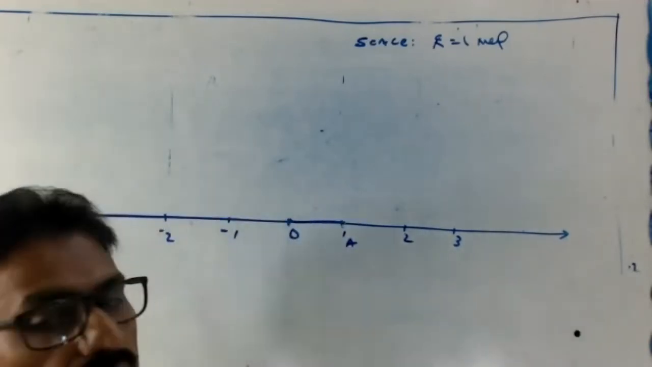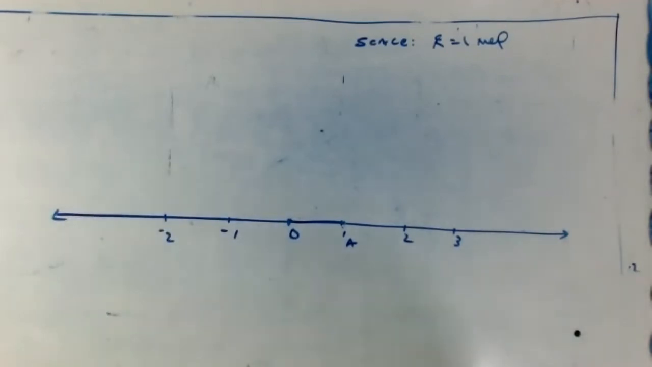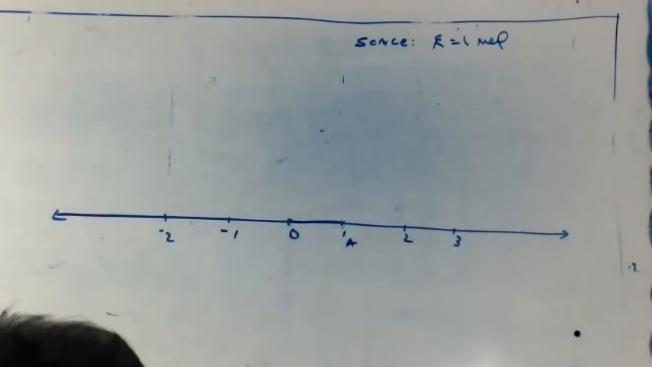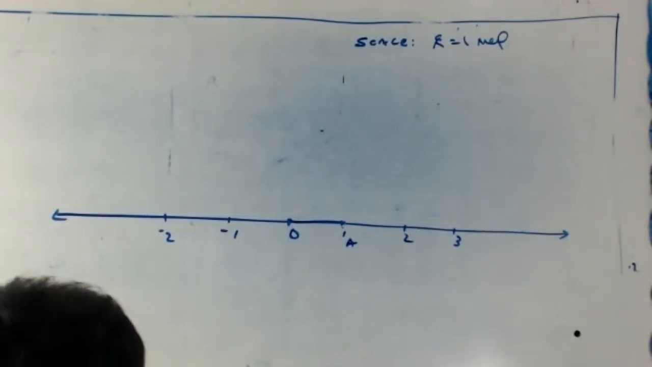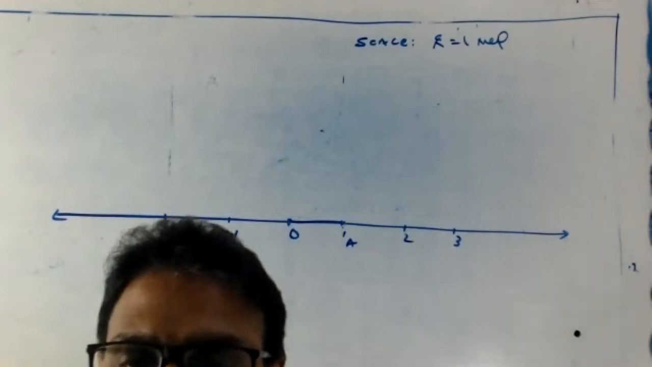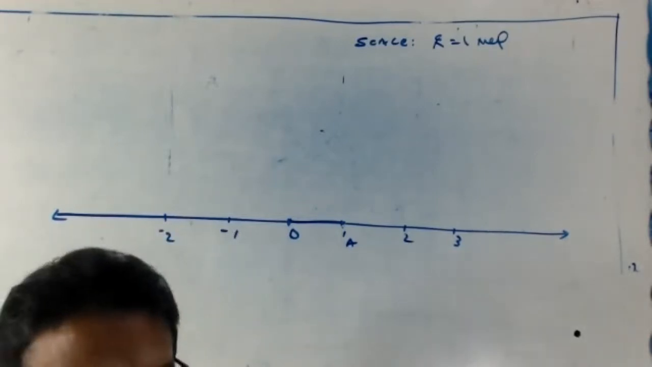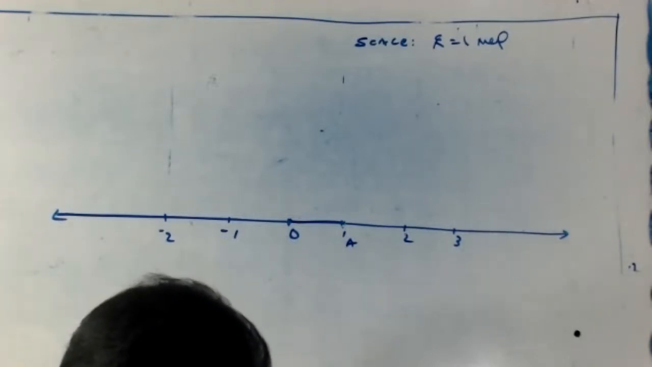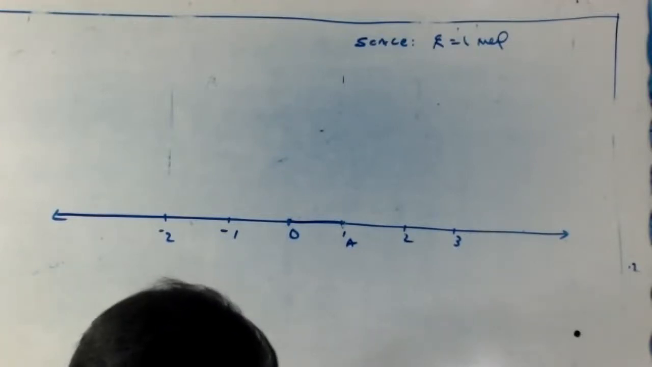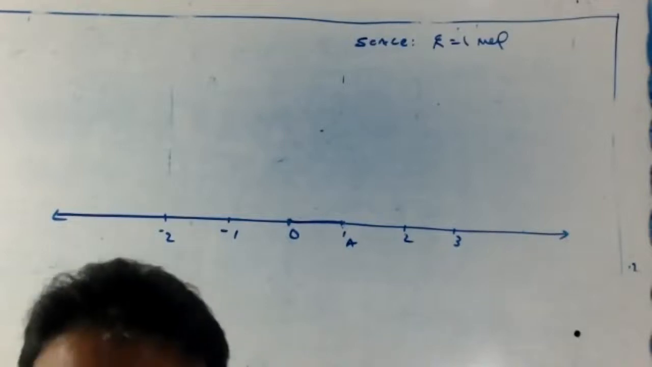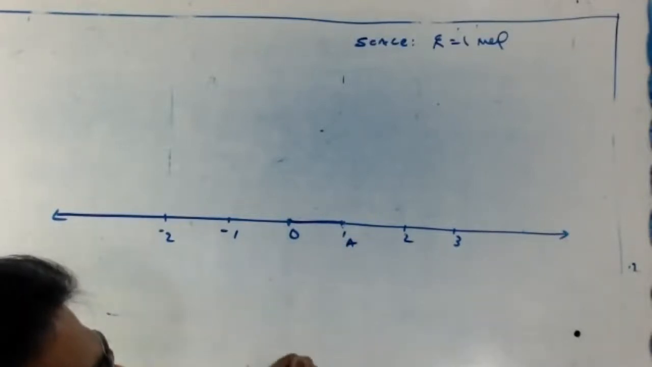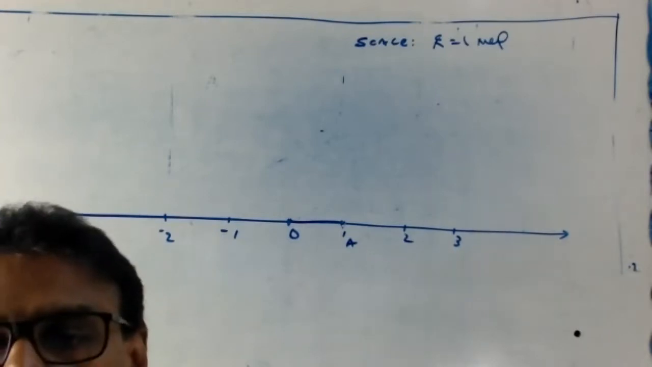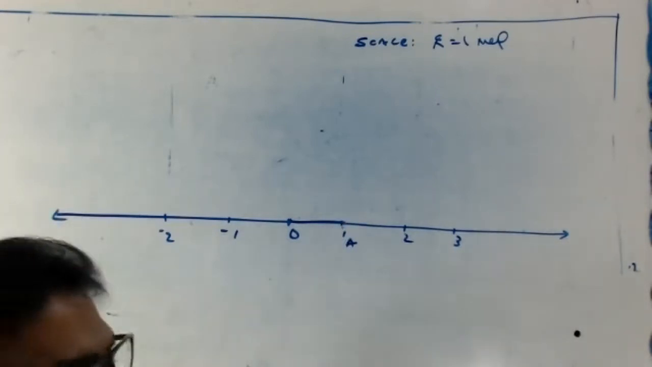Okay, the first marking you put A. Then next point, through A, draw a line perpendicular to the line segment. Through A, draw a line perpendicular to the line.